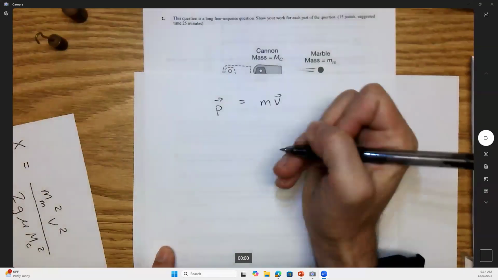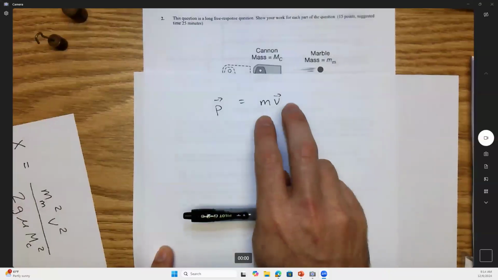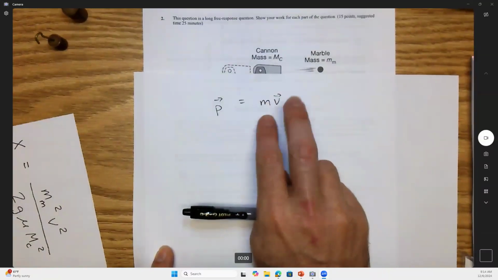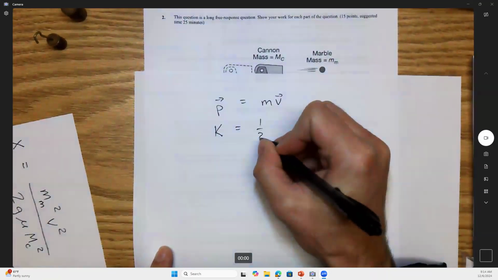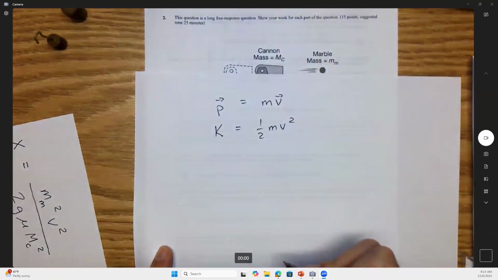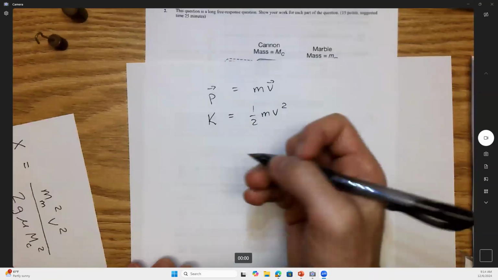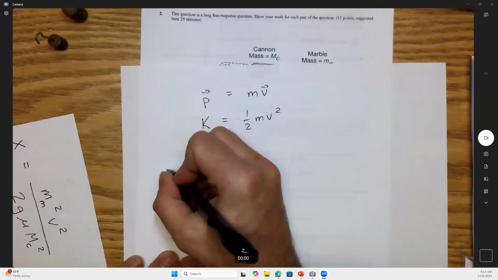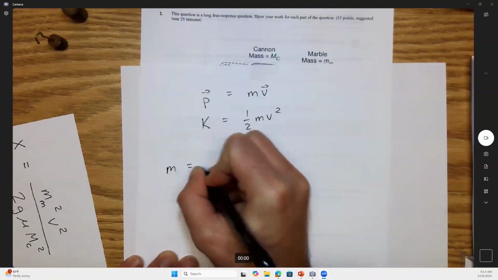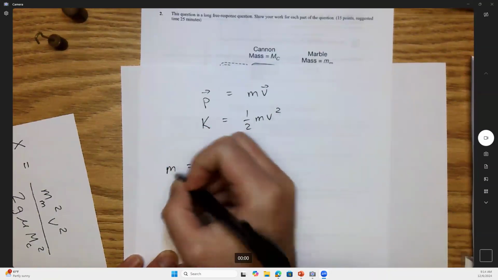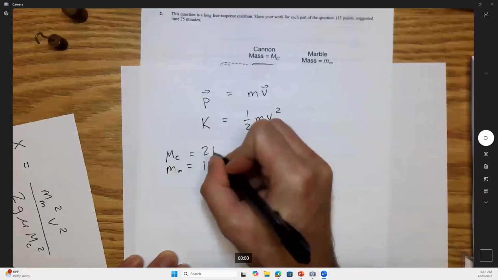But if we're talking about how much work it takes to stop, that's an energy concept, right? And guys, what energy equation involves both of these ingredients? Kinetic energy. And what's the formula for kinetic energy? 1/2 mv squared. So I'll do a numerical example, and I think the answer is going to pop out. Suppose the mass of the marble is 1 kilogram. Just make up silly numbers. And the mass of the cannon is, let's say, 2 kilograms, like double.